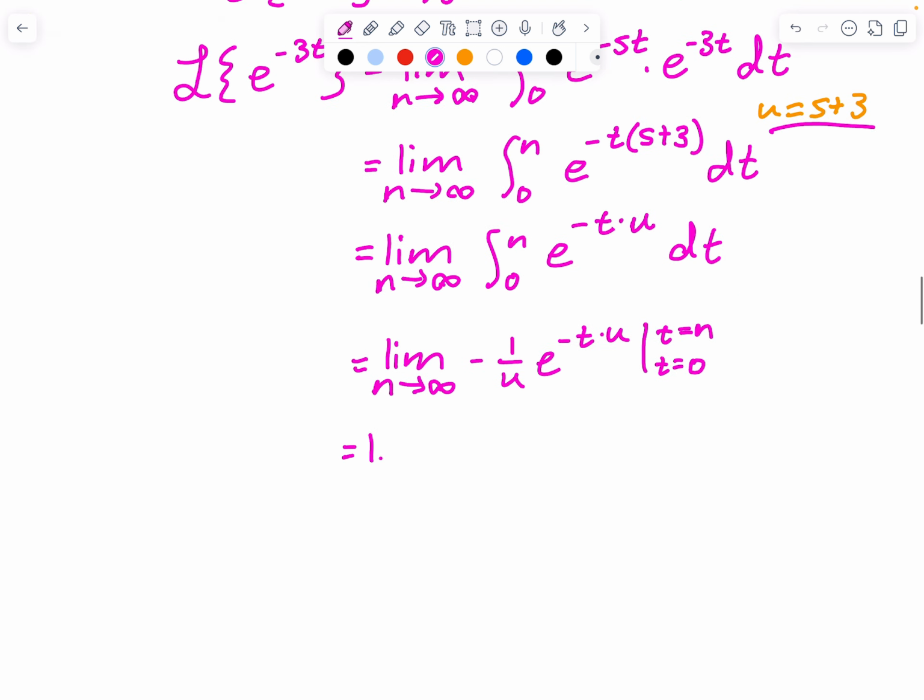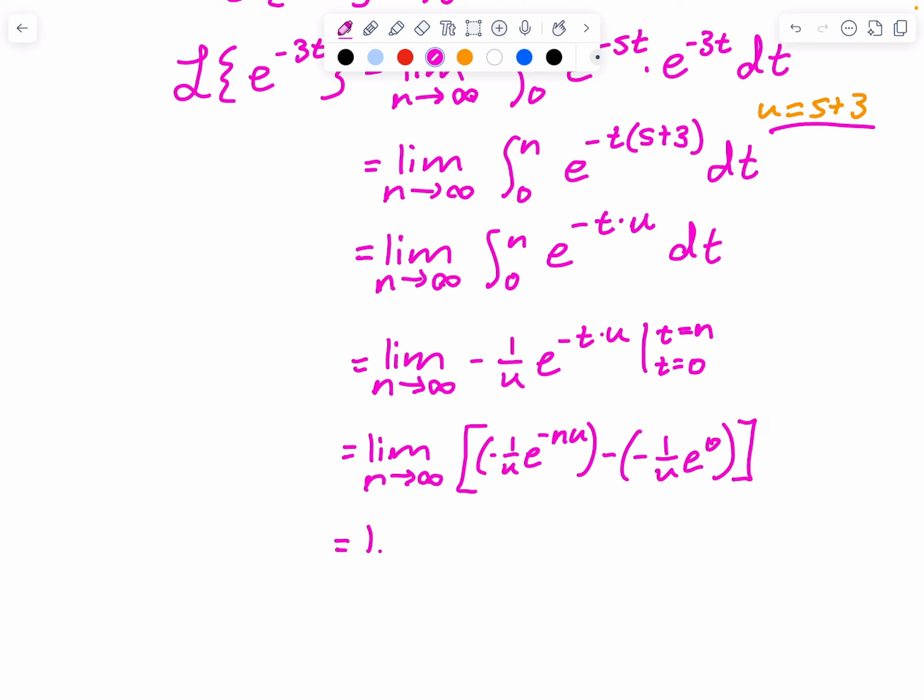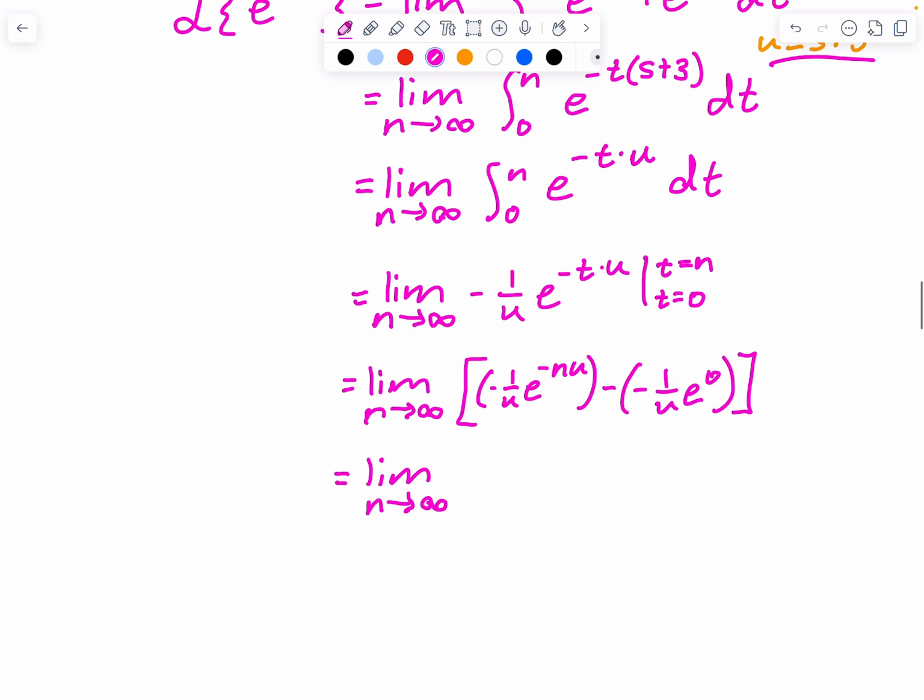All right, so we get the limit as n goes to infinity. And then I'm going to put this in brackets and then parentheses to keep them straight. I get negative 1 over u e to the negative n u minus negative 1 over u e to the 0. All right, well, that's the limit as n goes to infinity. And notice as this happens, that goes to 0. And this is leaving me with a positive 1 over u e to the 0, which is gone. So this ends up being 1 over u.